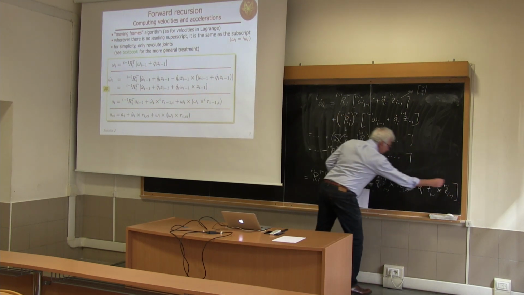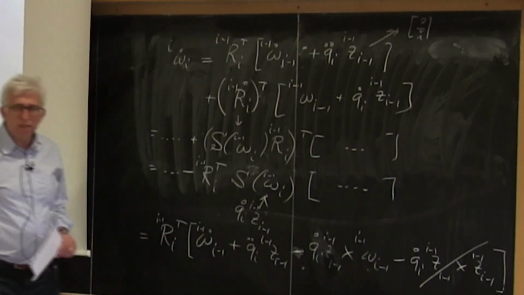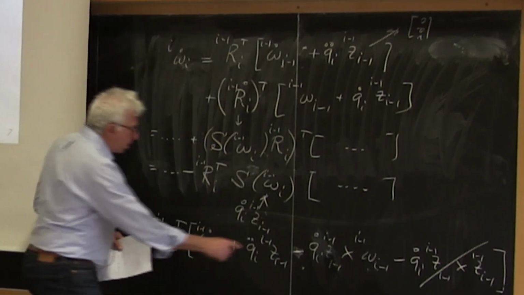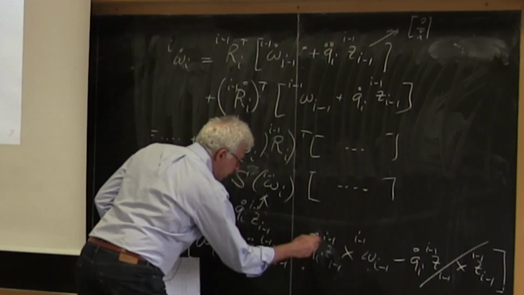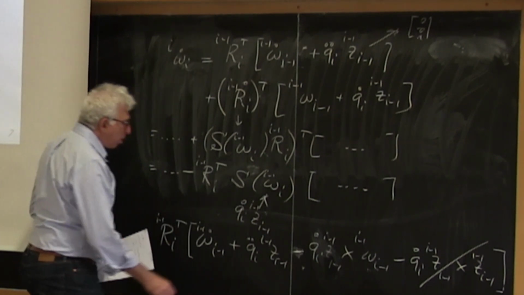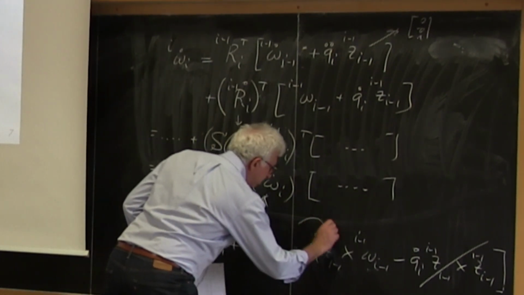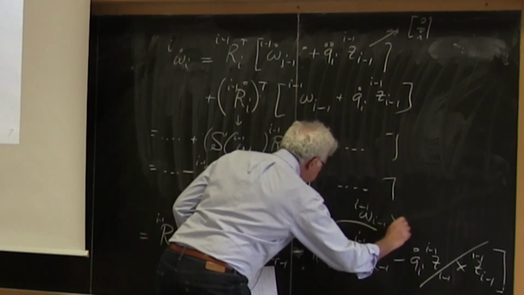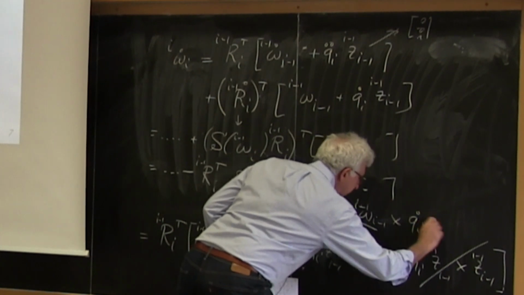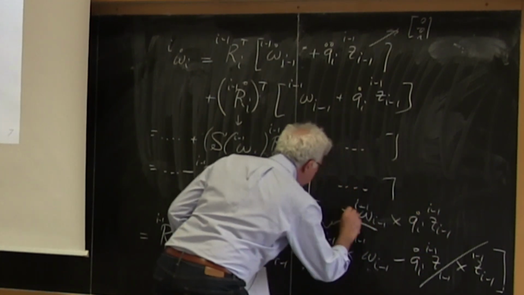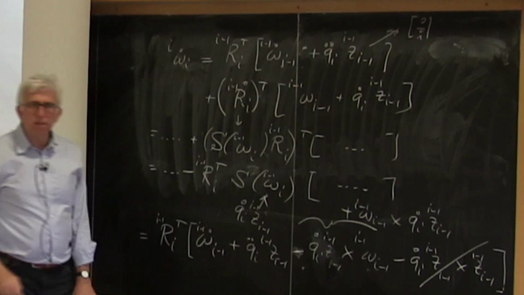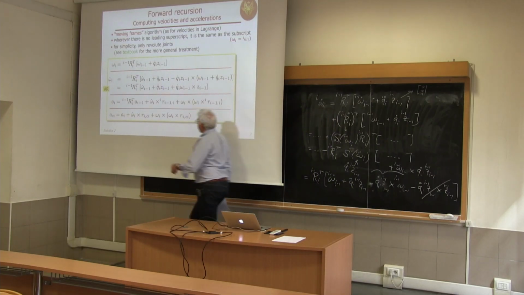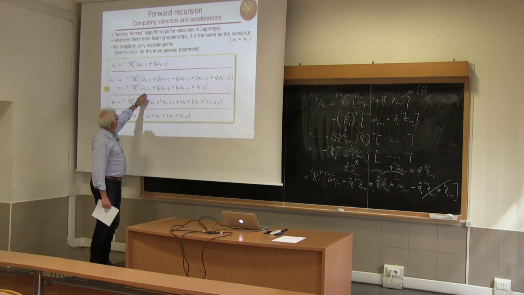And now we recognize that this term is a cross vector of the same vector. So this vanishes. And now we exchange the order in this vector product. So we will get from here omega I minus 1, I minus 1 vector qi dot zi minus 1, I minus 1 with a plus sign, which cancels this minus sign. And now if we compare this expression with what we have here, we have found the first term.